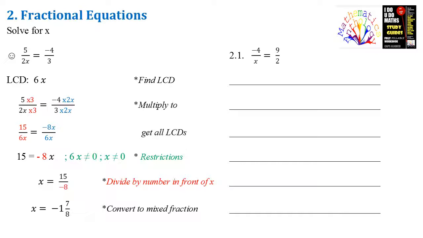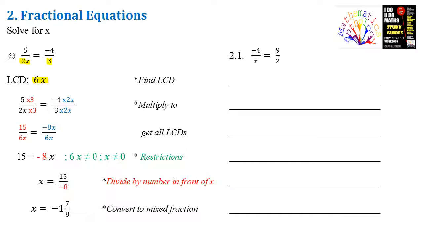Our denominators are 2x and 3, which makes our LCD 6x. Let's just explain that. So our denominator here has a numerical value of 2, and our denominator here has a numerical value of 3. The LCD of 2 and 3 is 6. Now for the variables, I have only an x, so x has to be there for my LCD. So that's how our LCD becomes 6x.